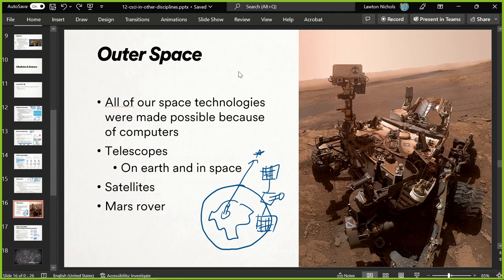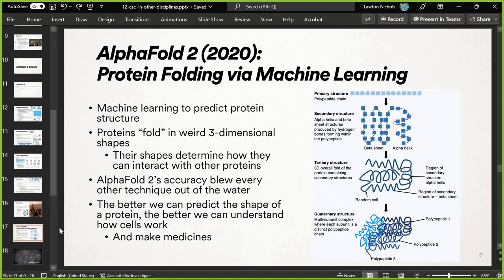Space exploration and research. NASA hires a lot of computer scientists. If you're interested in working for the government, maybe NASA is a good idea. Isn't that cool?